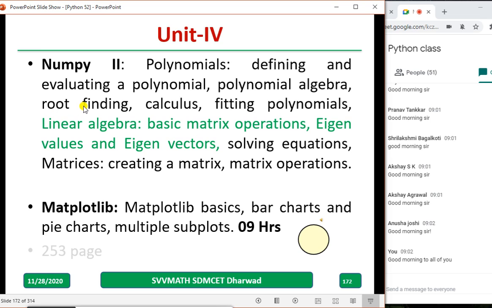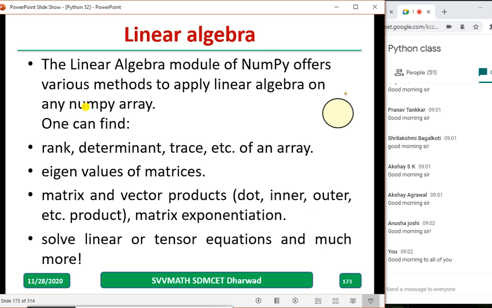And now we will discuss linear algebra, and then we will go for matplotlib. The linear algebra module of NumPy offers various methods to apply linear algebra on any NumPy array. One can find rank, determinant, trace, norm, etc. of a matrix and array.